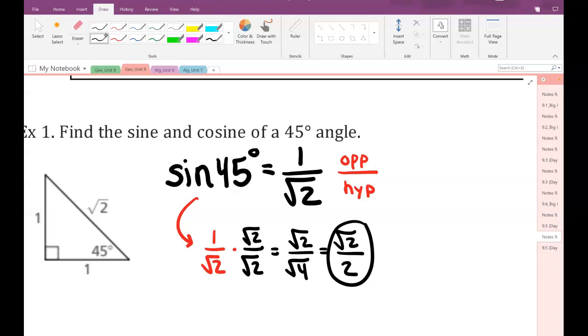1 divided by square root of 2. If we were to approximate this, it'd be 0.7071. And that will always be the sine of any 45-degree angle, 0.7071, because remember, trig ratios are constants. They are the same, they never change.